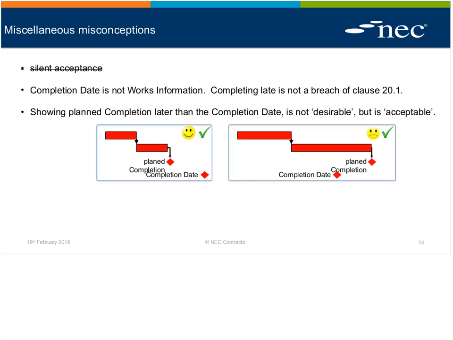So realistically, the planned completion will occur after the completion date. So what's your view, Rob? Because I've heard this before, of a client that says, send that program back to me and show me a compliant program with planned completion before the completion date. What's your view of that? With respect, it's none of the client's business. It's for the project manager to deal with.